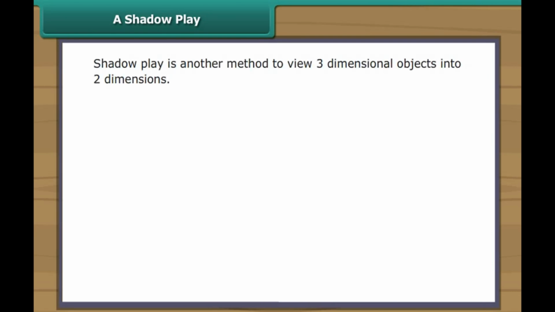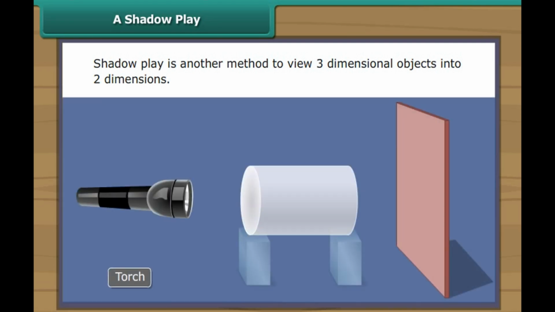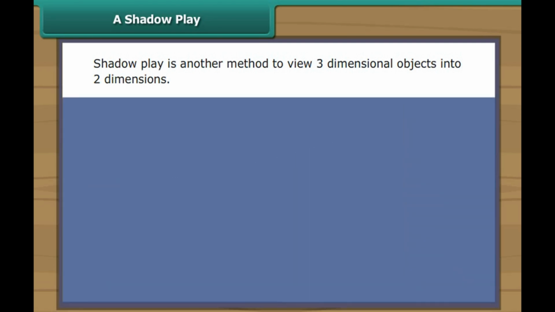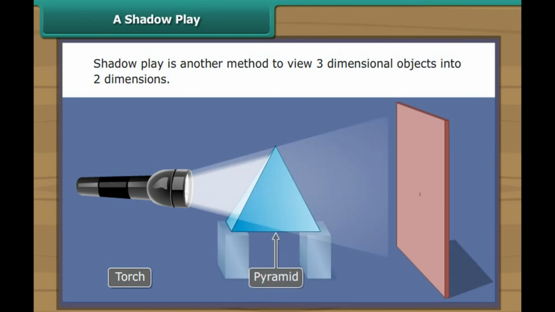A shadow play. We have another game to play that we call shadow play. It is another method to view three-dimensional objects in 2 dimensions. Let us see some of the objects through this method. Now we cast a shadow of a cylinder. Now we cast a shadow of a pyramid. There can be multiple answers because of different arrangements.